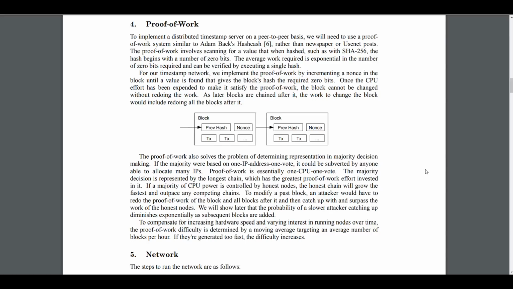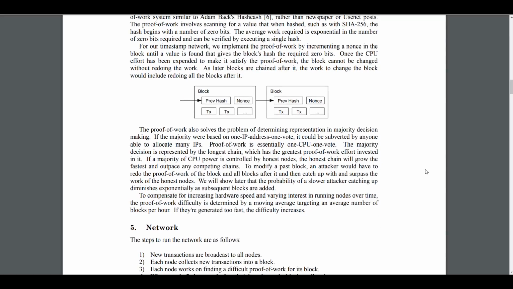Yep. So we'll keep going, and it continues after a little image displaying what we're talking about. The proof of work also solves the problem of determining representation in majority decision making. If the majority were based on one IP address, one vote, it could be subverted by anyone able to allocate many IPs. Proof of work is essentially one CPU, one vote.